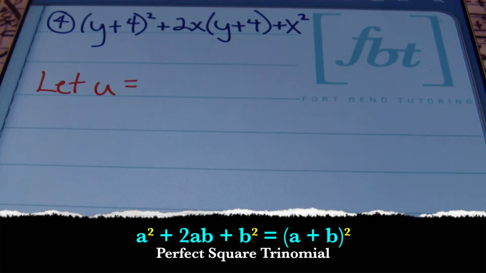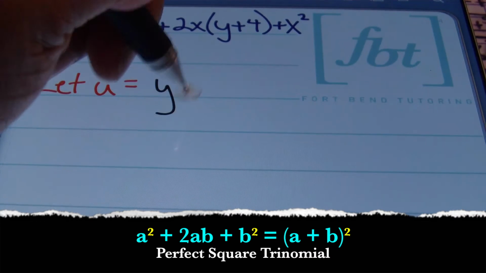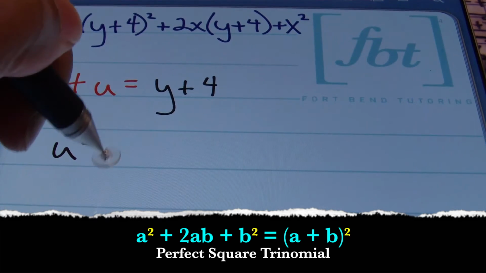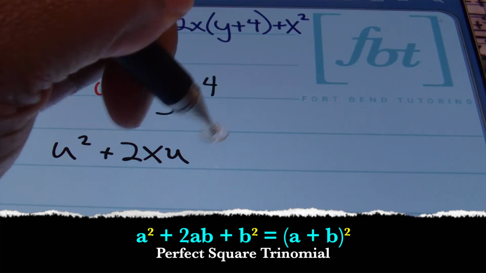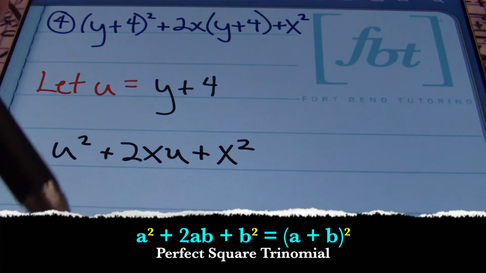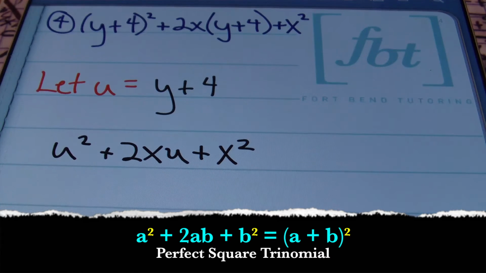I know this, and I can show this by letting my variable u be equal to y plus 4. Once I let u equal y plus 4, remember I'm making up this variable u to use, then I can write the expression as u squared plus 2xu plus x squared. This format right here, ladies and gentlemen, I'll show at the bottom of the screen, is definitely in the form of a perfect square trinomial.